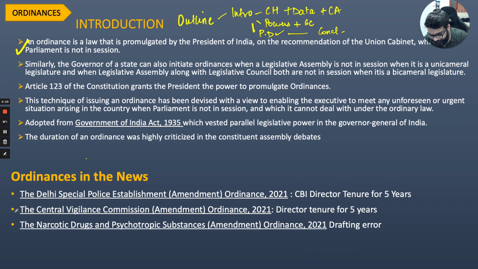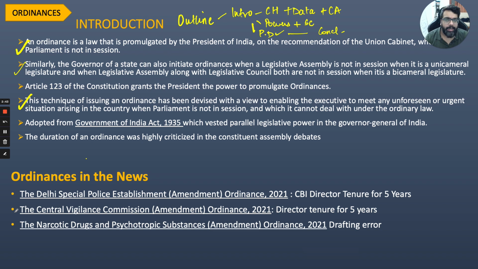Similarly, ordinances can be issued by the Governor of a state or the Lieutenant Governor of a union territory with a legislature, irrespective of whether the state has a council or an assembly, and so on and so forth. As I said before, they are twinning powers. Now the idea is that the technique of issuing an ordinance has been devised to fill a void of urgency.